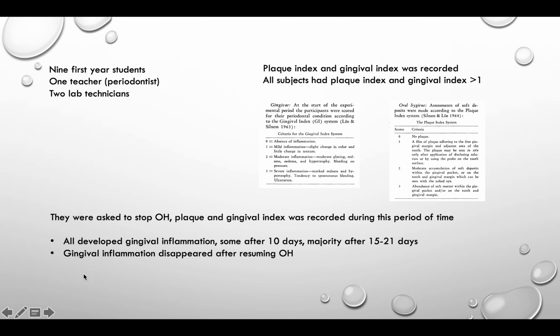Okay, going back to the findings. The other interesting thing is that they observed that the subjects got inflammation, gingivitis, and when they resumed oral hygiene, everyone got back to healthy, clinically healthy gingiva. So it means it was reversible. That's why we insist that gingivitis is reversible, periodontitis is not.